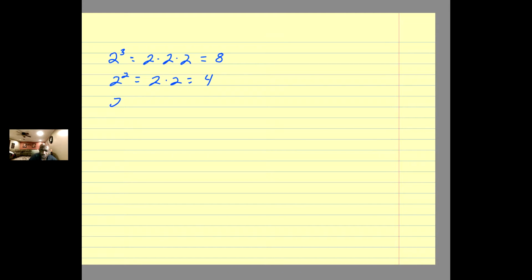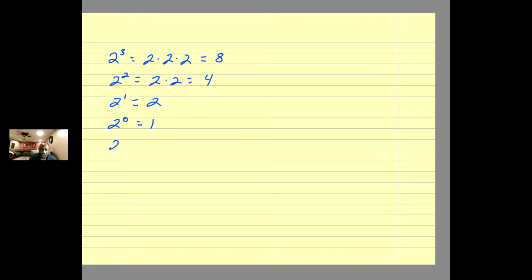Now watch this. 2 to the first power is just 2. There's no 2 times 1 or anything. That's just 2. So this is 3 of those 2's, 2 of those 2's, 1 of those 2's. Now, when you get to 2 to the 0 power, this means 1 all the time. Any number or letter to the 0 power is always 1, and I'm going to go through why that is.